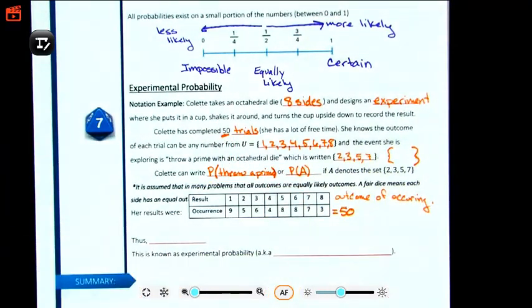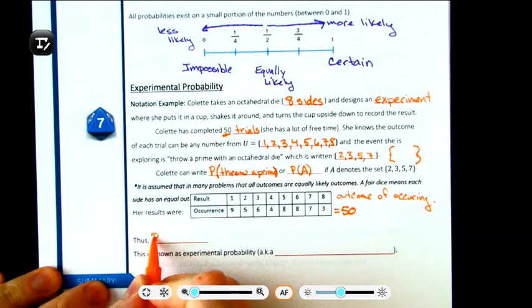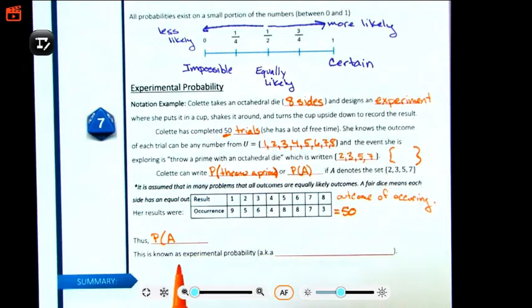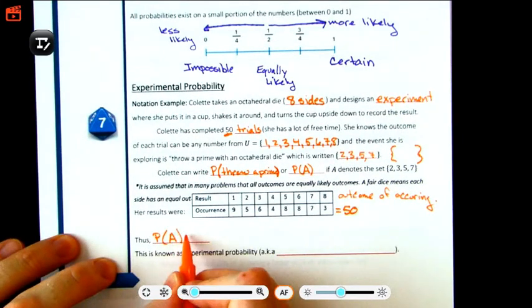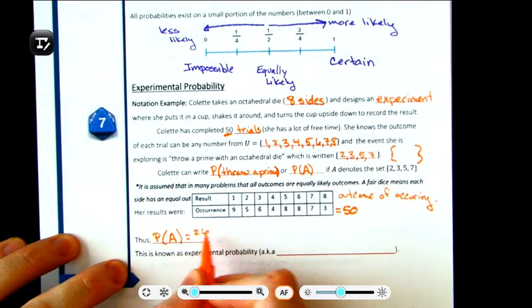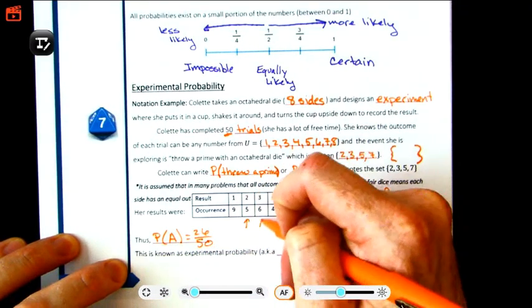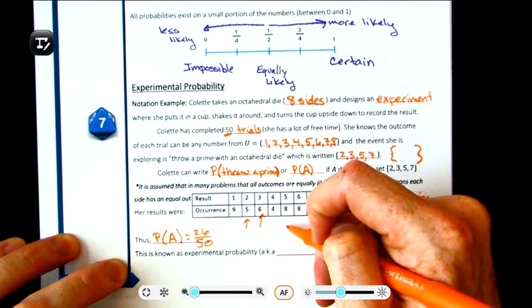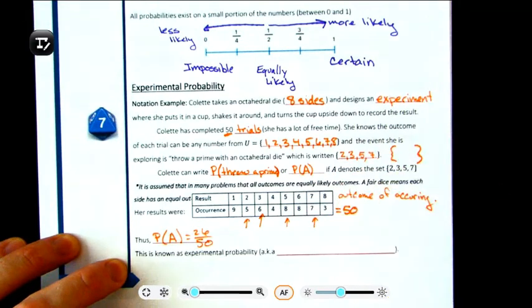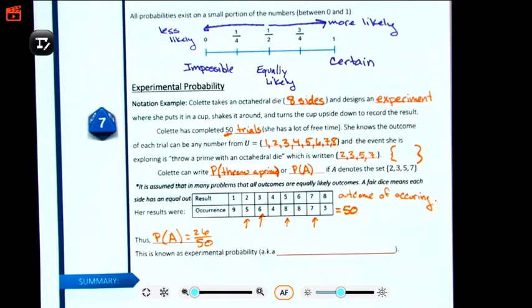Okay? Thus, the probability of event A was 26 out of 50. Now, where did I get that number? I added all the 2s, all the 3s, the 5s, and of course the 7s. 5 plus 6 plus 8 plus 7, unless I've done my math completely wrong, is 26. This is known as experimental probability. We just performed an experiment to get a probability.